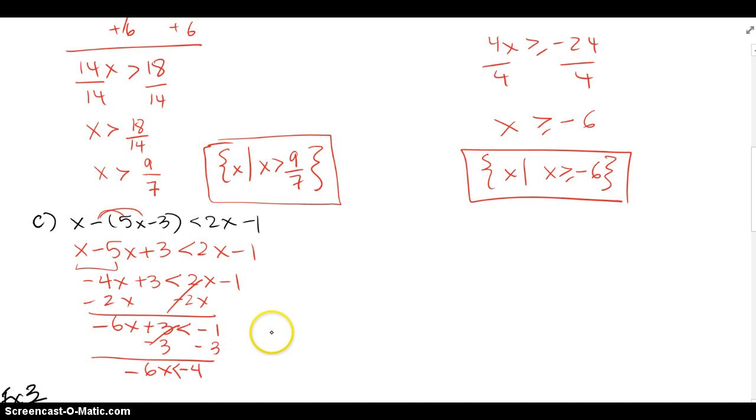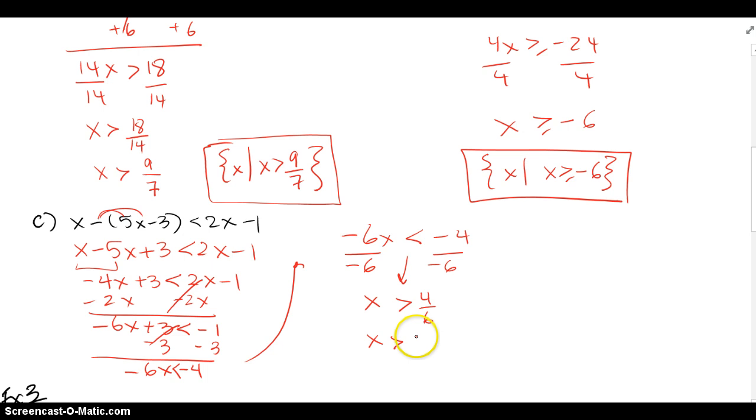So I have -6x less than -4, and notice here if I divide by -6, I'm dividing by a negative, so it flips the inequality, and then I can divide top and bottom by 2 and get 2/3. So ultimately my solution is x such that x is greater than 2/3.